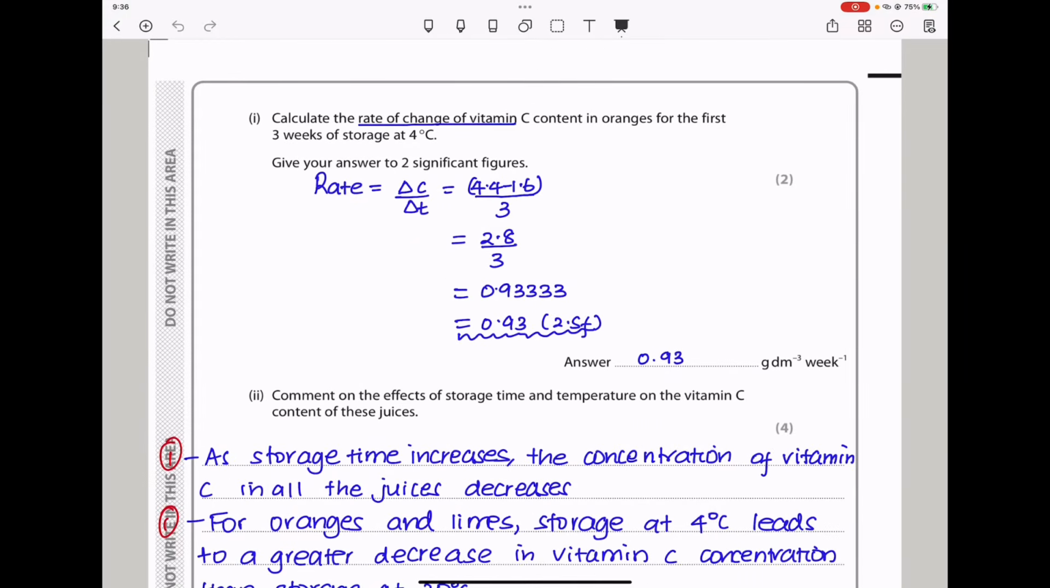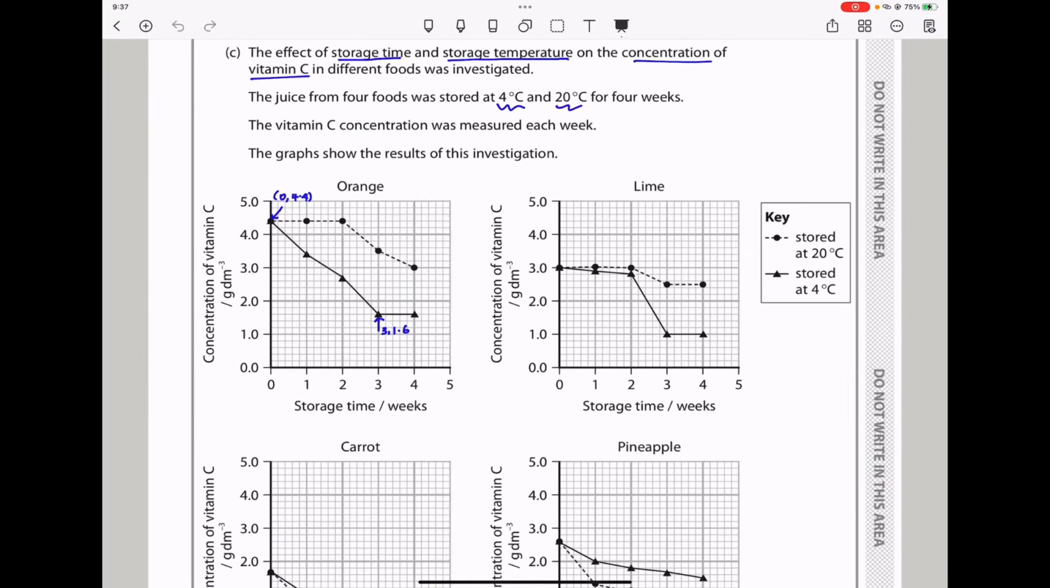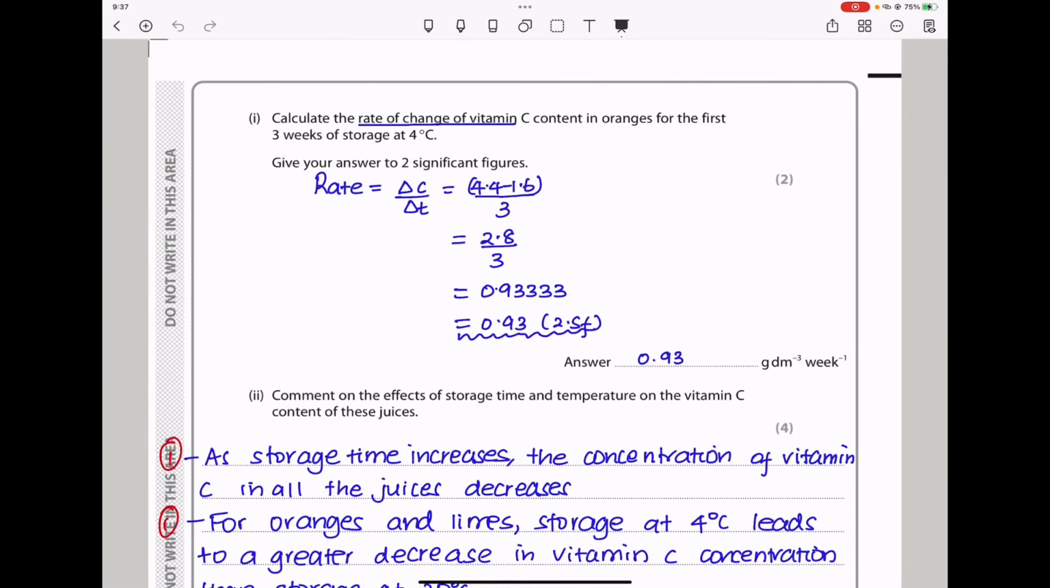So here they say, calculate the rate of change of vitamin C content in oranges for the first 3 weeks of storage at 4 degrees Celsius. They want you to give your answer to 2 significant figures. At 0 weeks, we had 4.4, and then at 3 weeks, we had 1.6. So I'm going to calculate the rate. The rate is going to be 4.4 minus 1.6 divided by 3 minus 0, which is 2.8 divided by 3. And it gave me that, but to convert it to 2 significant figures, I got 0.93 gram per decimeter cubed per week, and that's my answer.